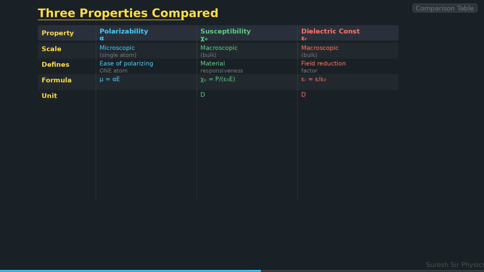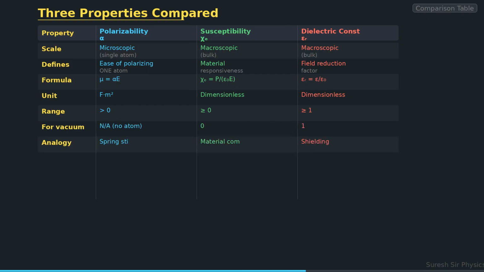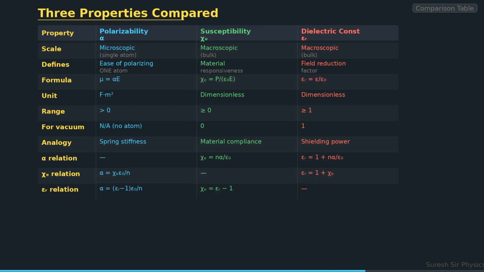Formulae: mu equals alpha E, chi E equals P over epsilon naught E, epsilon r equals epsilon over epsilon naught. The unit of alpha is farad meter squared. Chi E and epsilon r are dimensionless. These are all the differences.